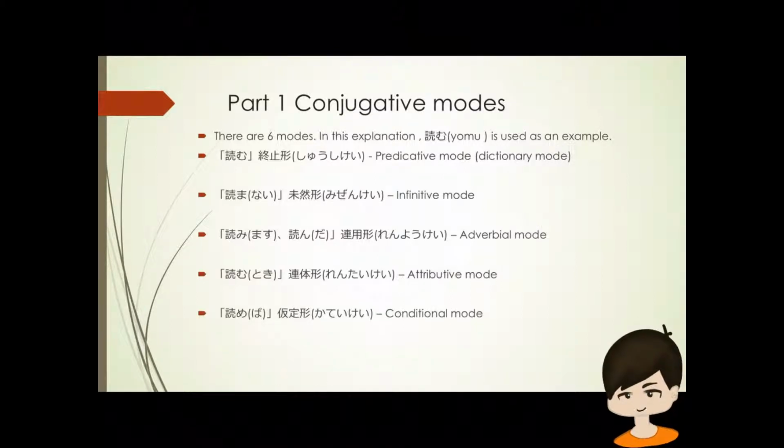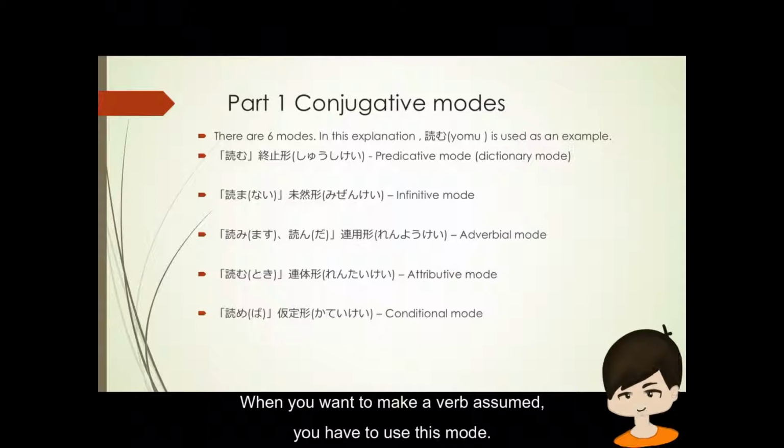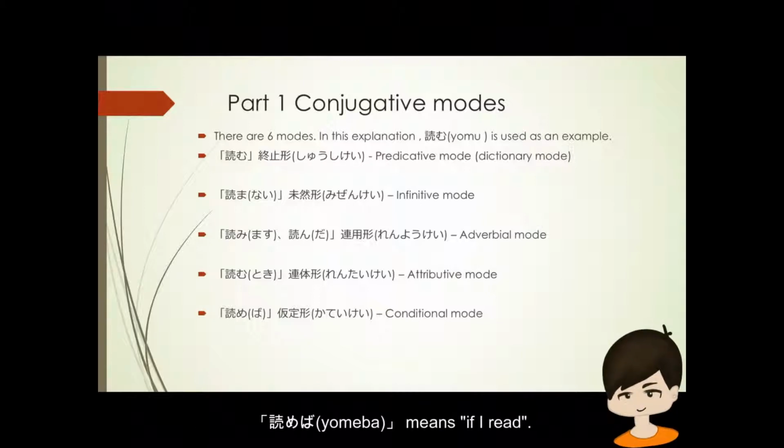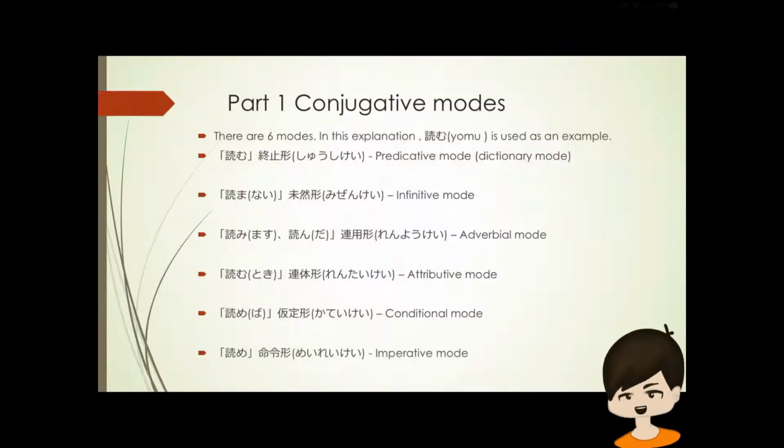Fifth, yomeba, kateikei. In English, conditional mode. When you want to make a verb assumed, you have to use this mode. So yomeba means if I read. Last one, yome, meireikei. In English, imperative mode. When you want to command someone, you use this mode. Now you learn 6 conjugative modes.